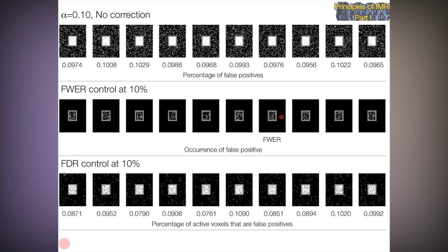But what's happened is we've missed much of the true activation. So we have lots of misses or false negatives. Lots of black inside the square.